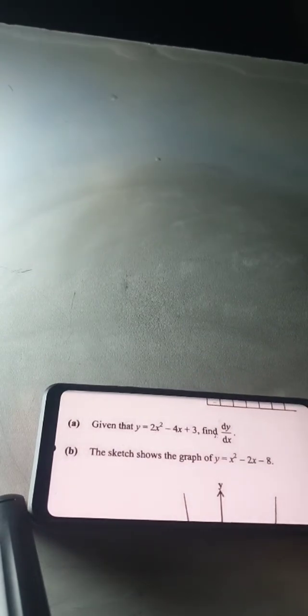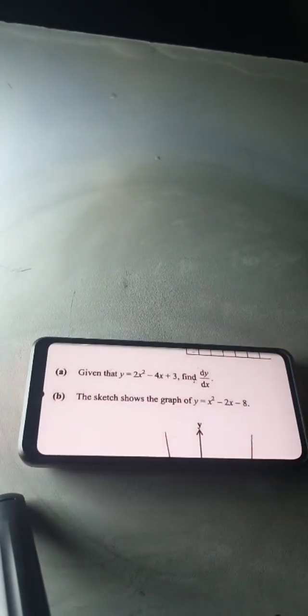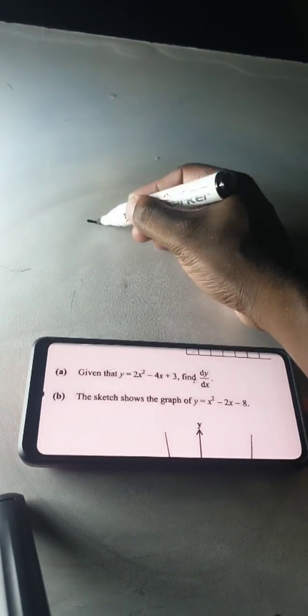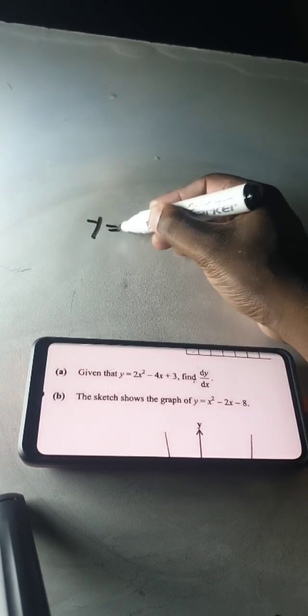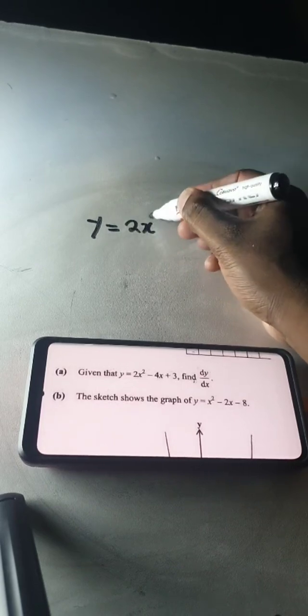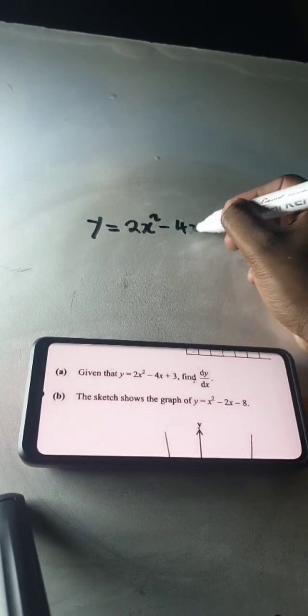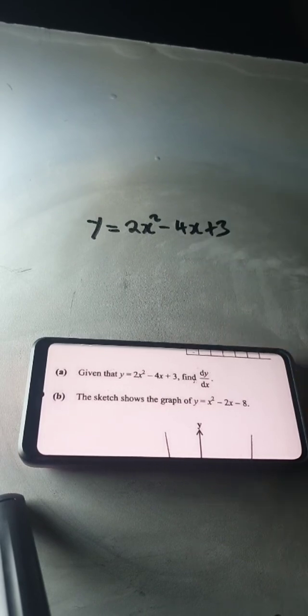Question number 22A is under calculus. Okay, it's under calculus. So we have been given y is equal to 2x squared minus 4x plus 3. You have seen that, right?